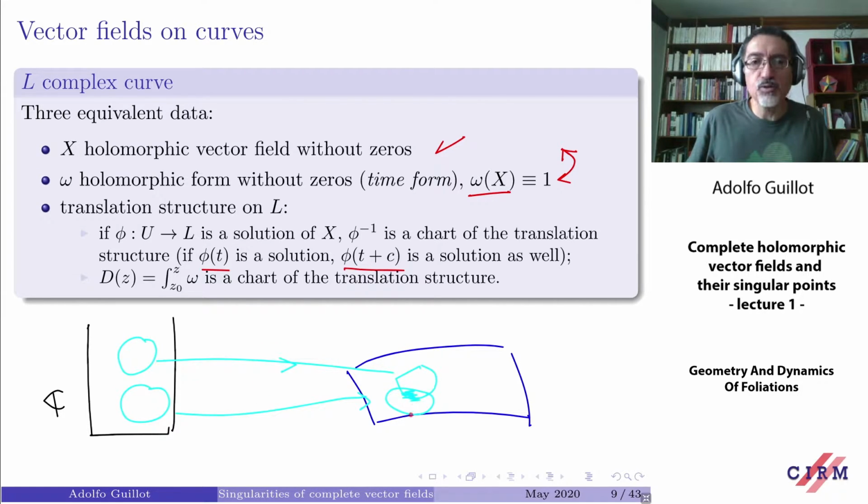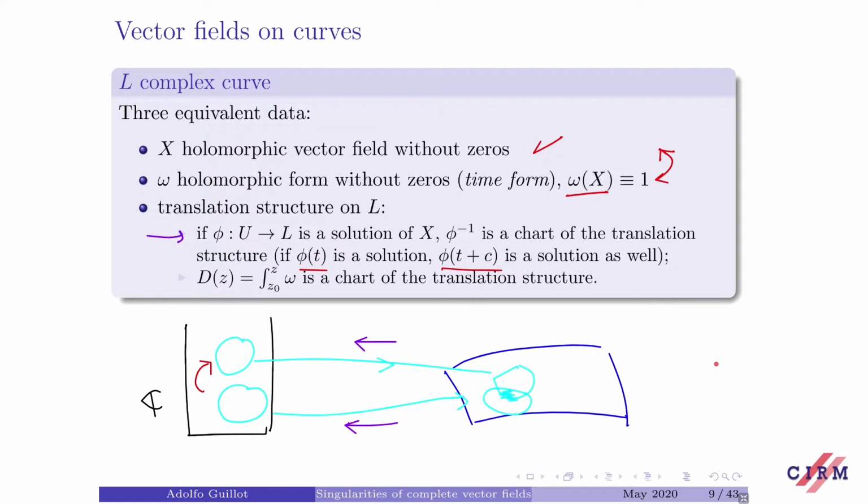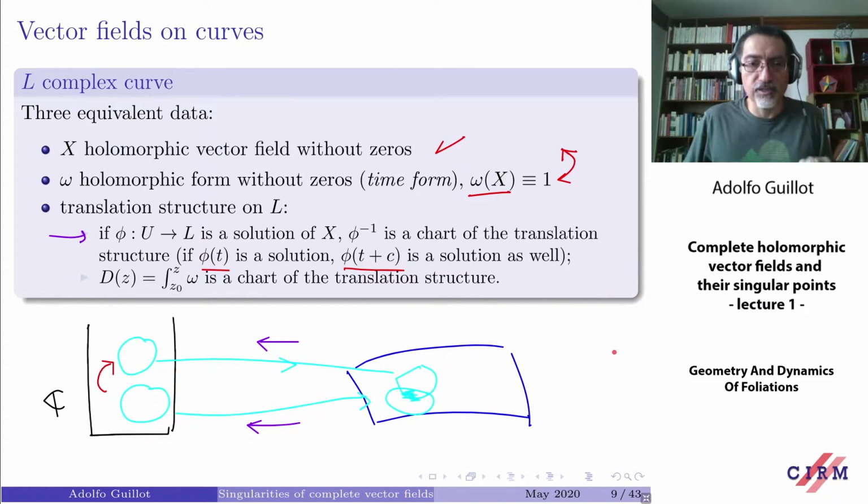And in fact, if you have two overlapping solutions, you can think not about the parametrizations of the solutions, but rather the inverses of these solutions. Locally, they make sense. And if you take these as charts of your leaf, it turns out that the difference between these two charts, the change of coordinates, is given by a translation. So in this way, you can build a translation structure on L. And that's what I mean at this point. If you have a solution to your differential equation, the inverse is a chart of this translation structure. And the fact that the differential equation is autonomous tells you that the changes of coordinates are given by translations. Equivalently, these charts of the translation structure are given by the integration of your form omega, the time form, I will call it. Okay, so these are three equivalent ways.